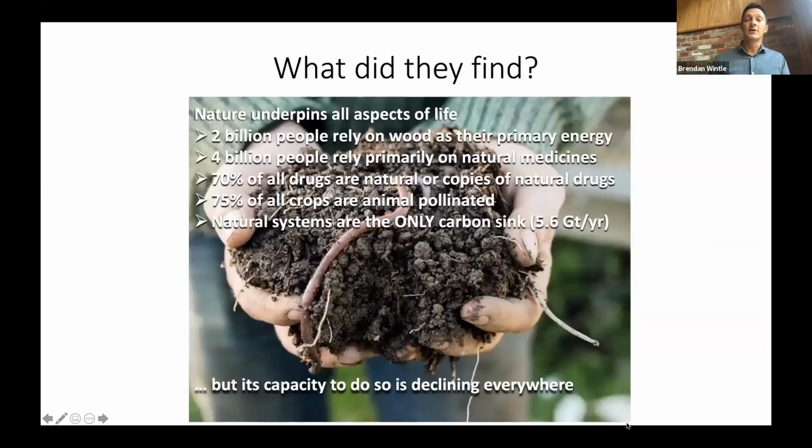So what did we find in the IPBES Global Assessment? Not surprisingly, a key finding is that nature still and always has underpinned all aspects of human life. Over 2 billion people still rely on wood as their primary energy. 4 billion rely on natural medicines predominantly. 70% of all drugs are natural or copies of natural drugs. 75% of all crops are animal pollinated.